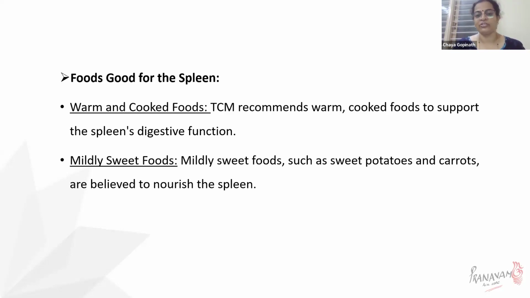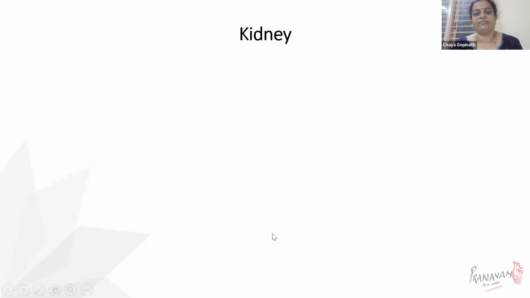Mild sweet foods are also good, because your spleen is a humidity organ after all. So the flavor of sweetness will support the functioning of the spleen, but it has to be in a mild form. For example, rice, sweet potatoes, carrots, honey, dates, dry fruits. They're all mild sweet foods, which are good for your digestive system.